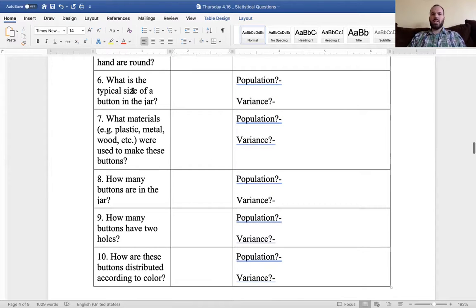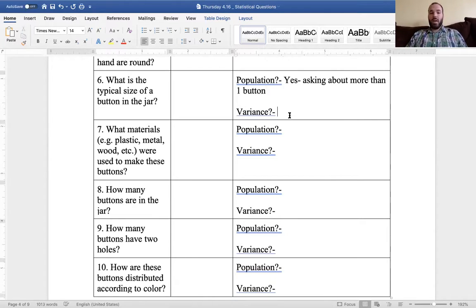Number 6, what is the typical size of the buttons in a jar? It does have a population. It's asking about more than one button. It has variance, okay? The word typical is kind of like chance, where it shows us that yes, this is a statistical question because it's saying typical. Typical and chance are 2 words that denote it's going to be a statistical question.